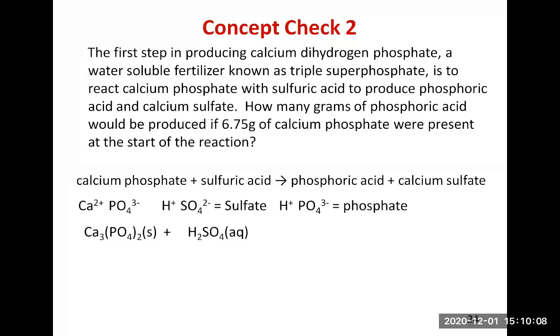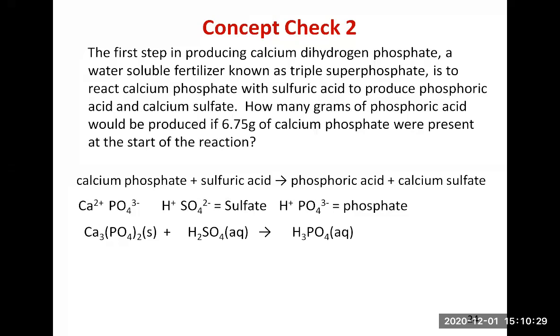If you do the crisscross trick, you see that you will have 3 H for 1 phosphate, because you need 3 positive charges to cancel the 3 negative charges on the 1 phosphate. So the formula of phosphoric acid is H3PO4 aqueous. Aqueous because acids are always aqueous.